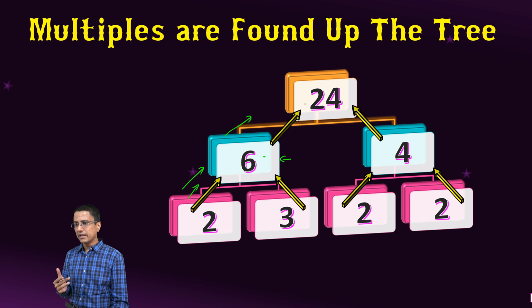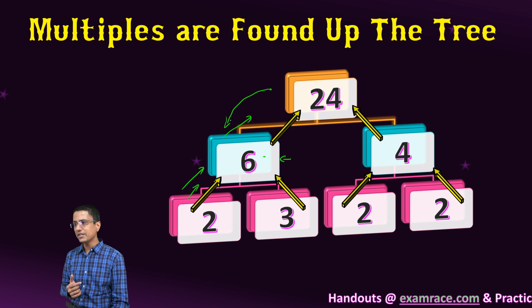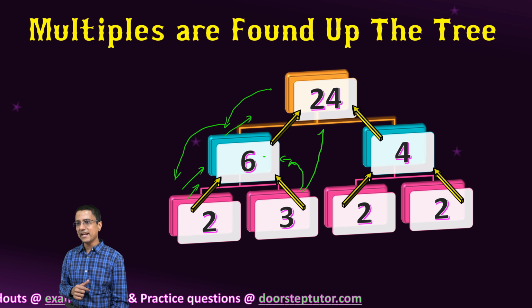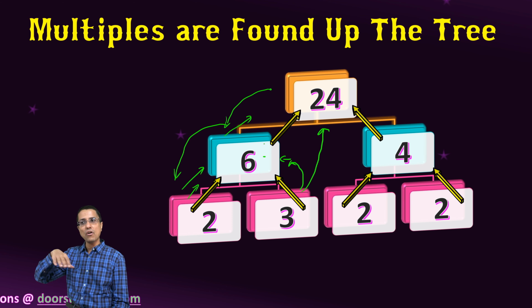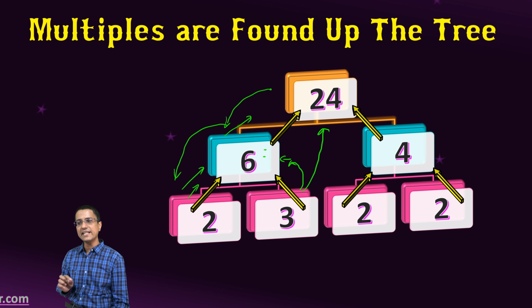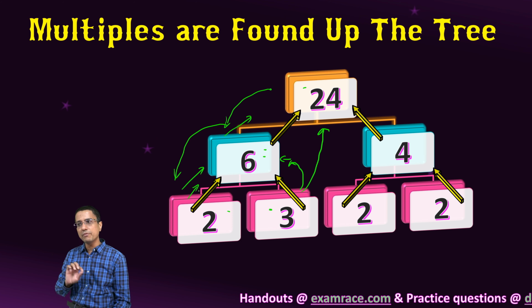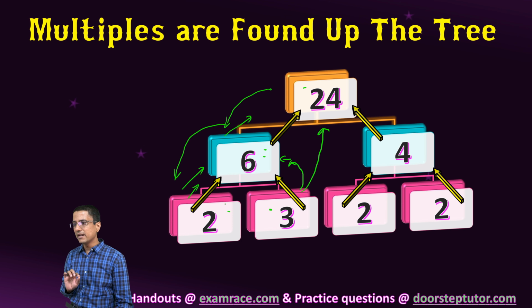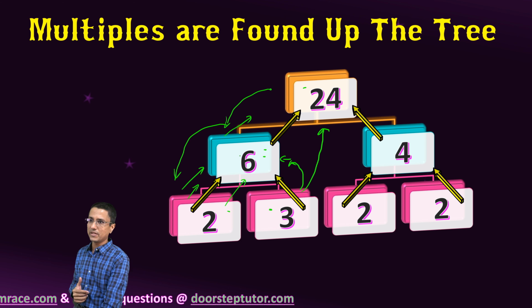So from here we have the relation. This is the root. Root has children, and then grandchildren. Similarly, from bottom we have the relationship of parent and grandparent, and so on and so forth. So if we go up, we'll find all the multiples. Not only 6 but also 24 would be a multiple of this 2 and 3. Again, not all the multiples of 2 would be found in this tree, but if the number is found above a number in the factor tree, it would be a multiple.